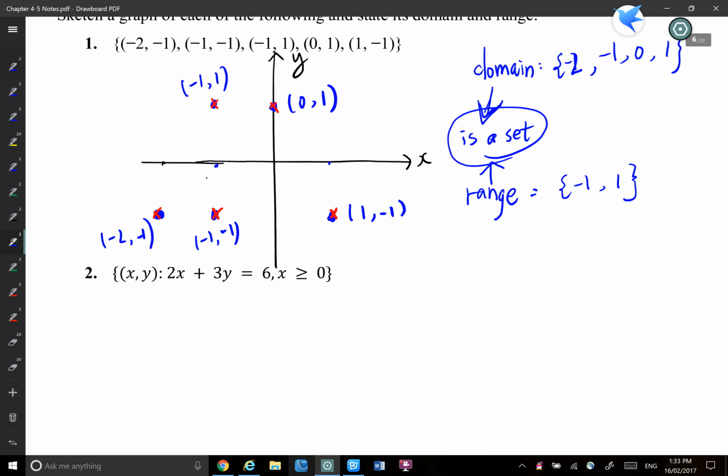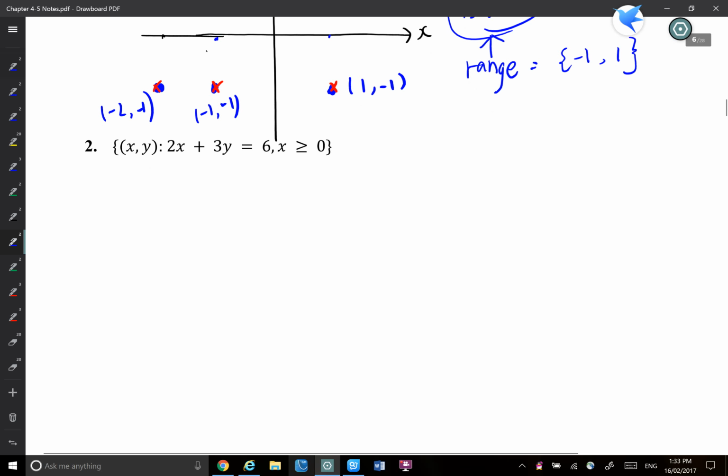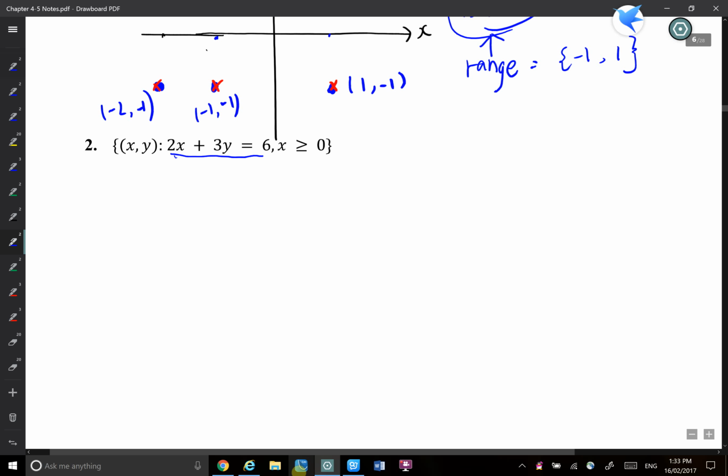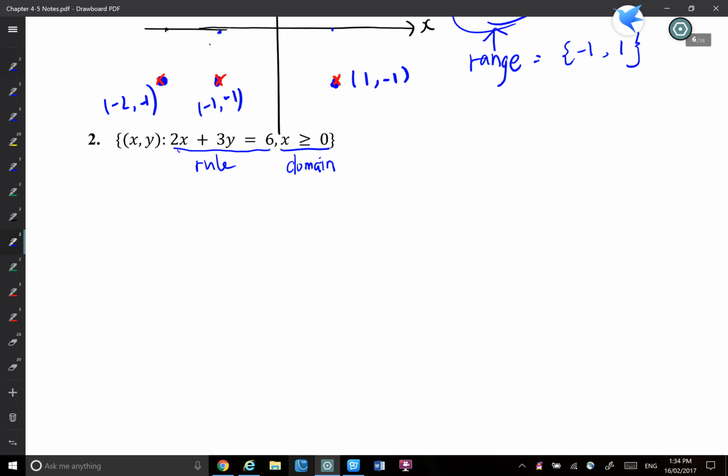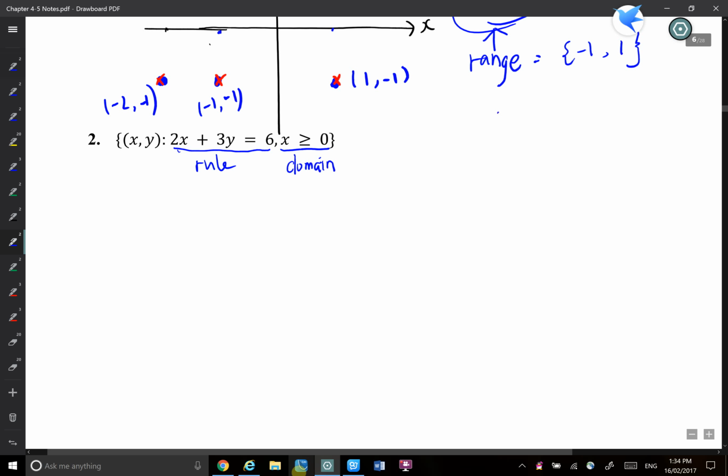Okay, let's have a look at the next one. 2x plus 3y equals 6, where x is greater than or equal to 0. Which type of graph is that? Type 2. That's the rule, and that is the domain. By looking at this rule, what type of graph do you think you have? Linear. Can you see that's linear? ax plus by equals d, that's linear.